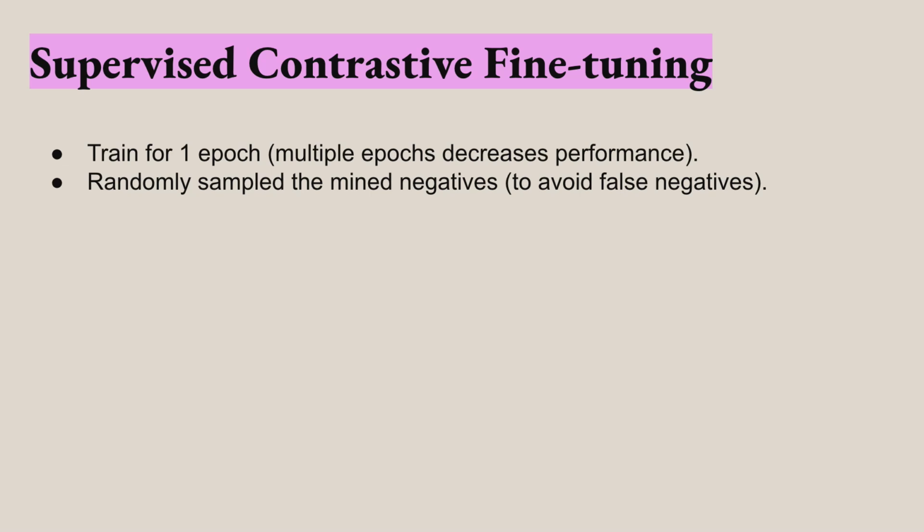And this was interesting. They trained for only one epoch, and they found that multiple epochs actually decreased the performance. And they found that randomly sampling the mined negatives instead of just picking the top n negatives improved the performance, because when they were just picking the top n, they were getting false negatives.